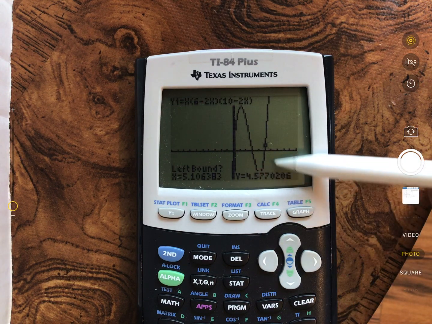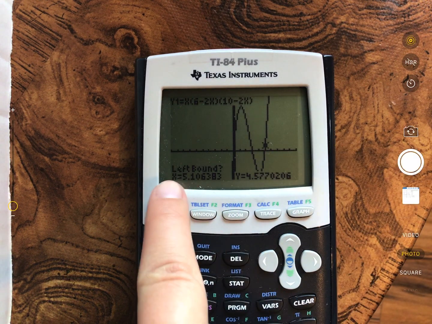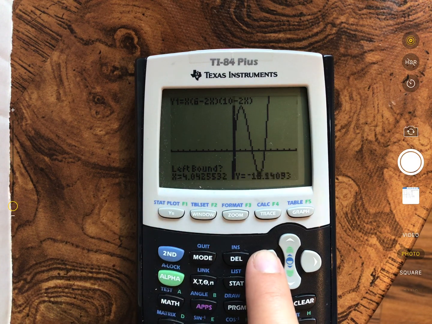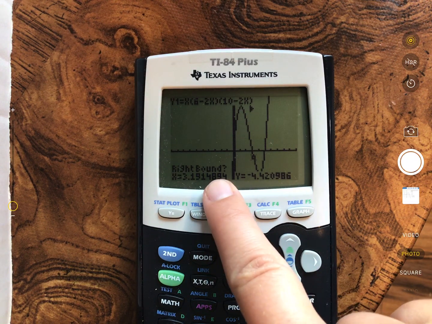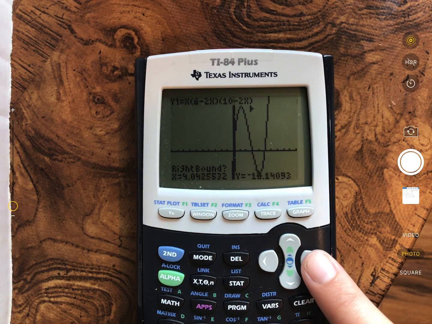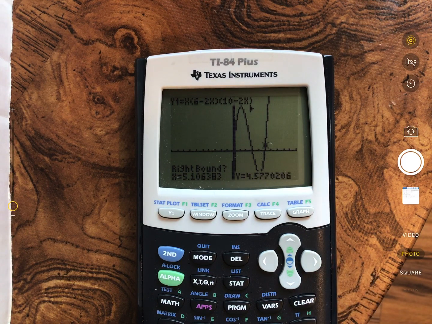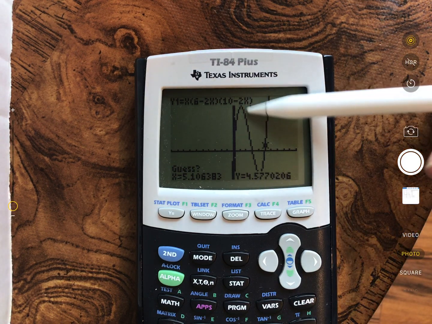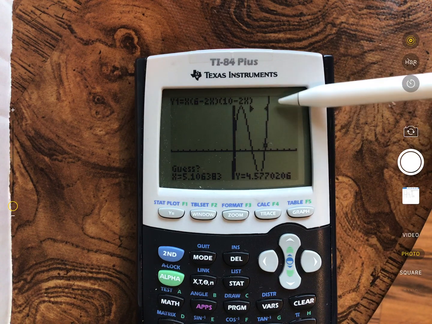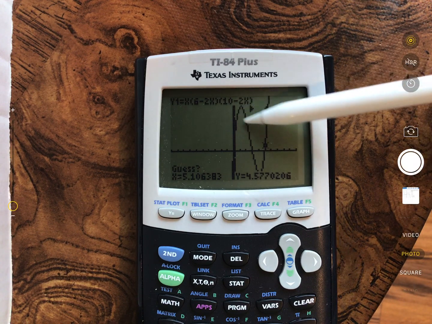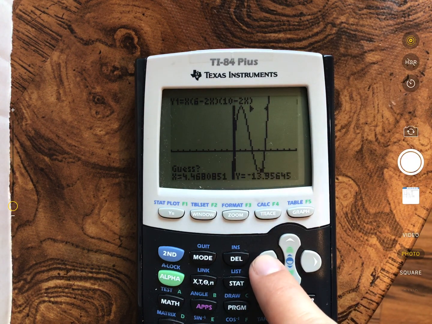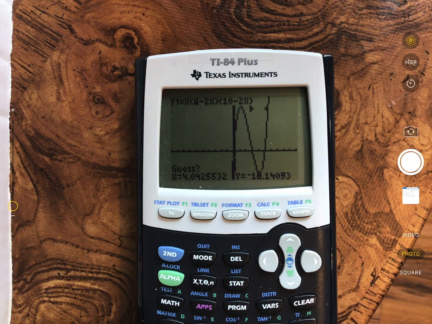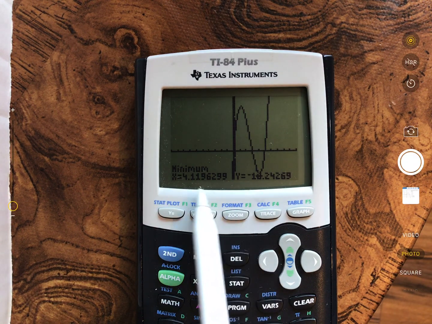So my local minimum is over here, right? So again, I have to do a left bound. I have to make sure I move this tick mark to the left of that minimum. And then it asks for that right bound. I have to move it to the right of that minimum. So now I see those arrows. It's looking for the lowest Y value, right? The ordered pair with the lowest Y value between those spots. And then my guess, I need to approximate about where I think it is. So I think it's there. I'm going to hit enter.